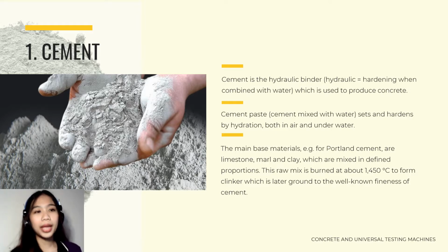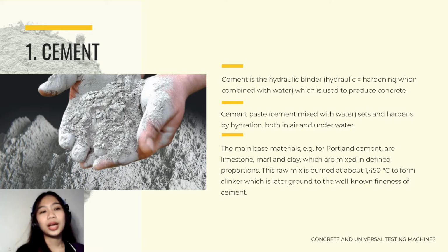So, the main base of this Portland cement are limestone, marl, and clay. And minimix sila at sinusunog sa kiln under 1,400 degrees Celsius to form clinker, and which is later ground to the well-known fineness of cement.